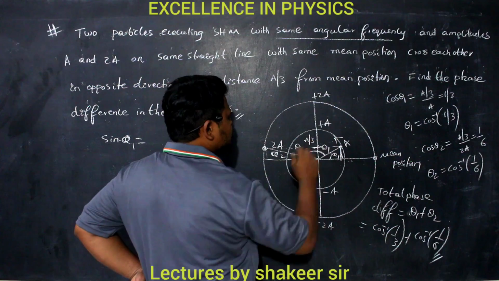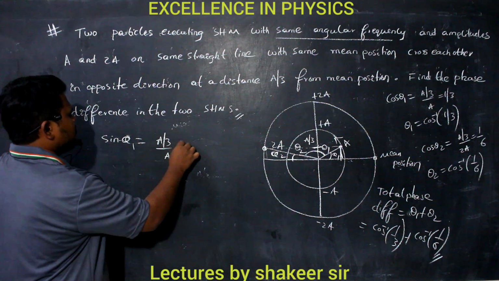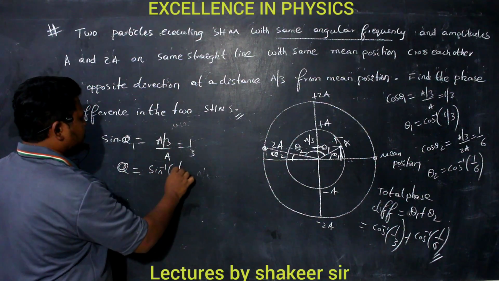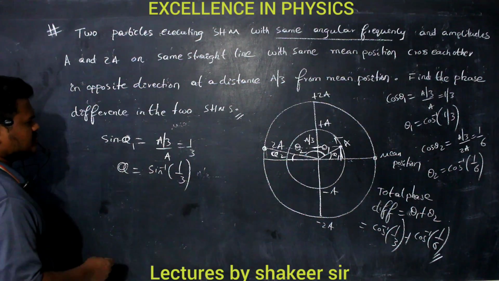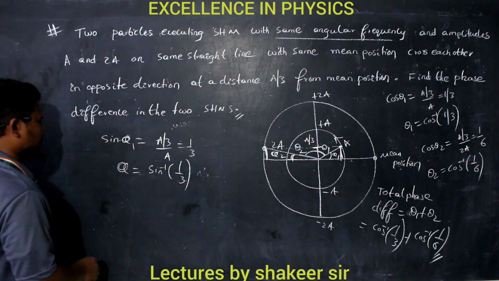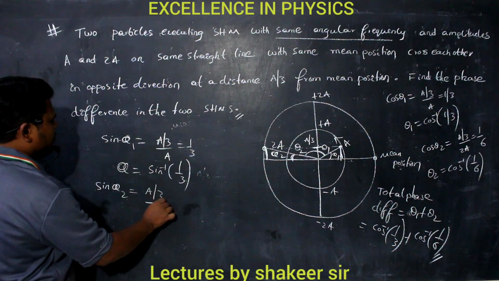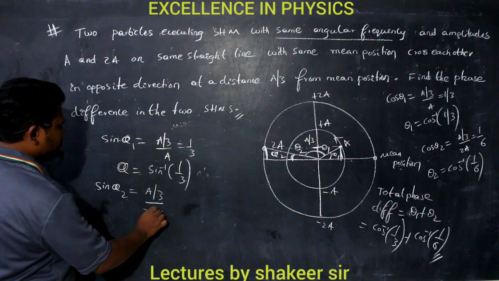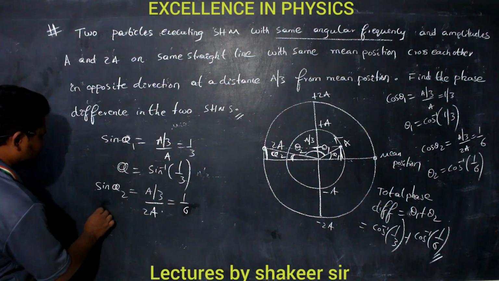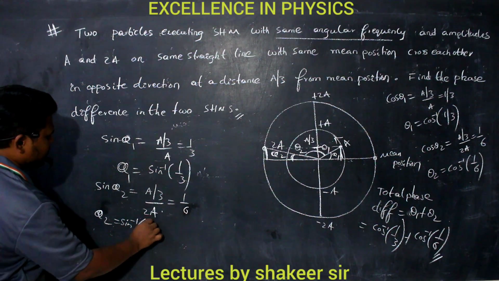If this is a by 3, this is also a by 3. So a by 3 divided by a is equal to 1 by 3. So alpha 1 is equal to sin inverse of 1 by 3. Clear? Similarly, I can also calculate this alpha 2. If this is a by 3, this distance is also a by 3. So sin alpha 2, how can I calculate? Again a by 3 divided by the hypotenuse. The hypotenuse is 2a in the second figure. So therefore 1 by 6. So alpha 2 is equal to sin inverse of 1 by 6.